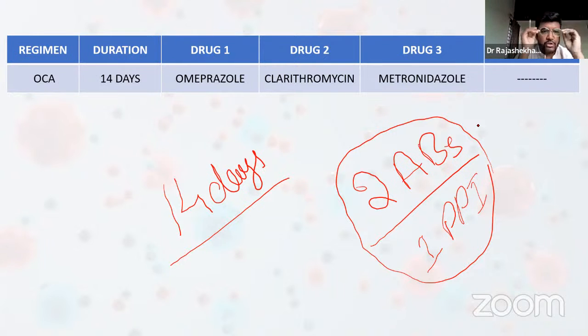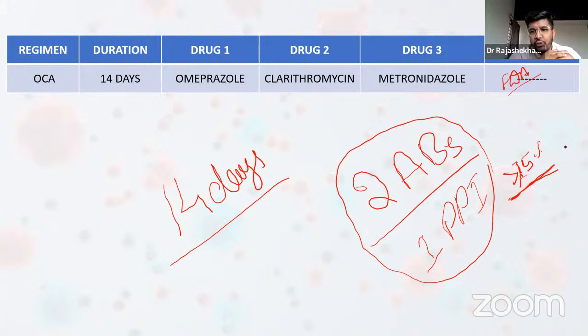So what is the most common regimen used worldwide? It is the OCA regimen, that is omeprazole, clarithromycin, and metronidazole. And this is the only FDA-approved regimen for H. pylori. But what the guidelines tell is: don't use clarithromycin-based regimens if the community prevalence of clarithromycin resistance is more than 15%. All the guidelines, the Maastricht guidelines and the American Gastroenterological Association guidelines, tell you this. So the next question is, what is the community prevalence of clarithromycin resistance in India? In India, it is more than 65%.